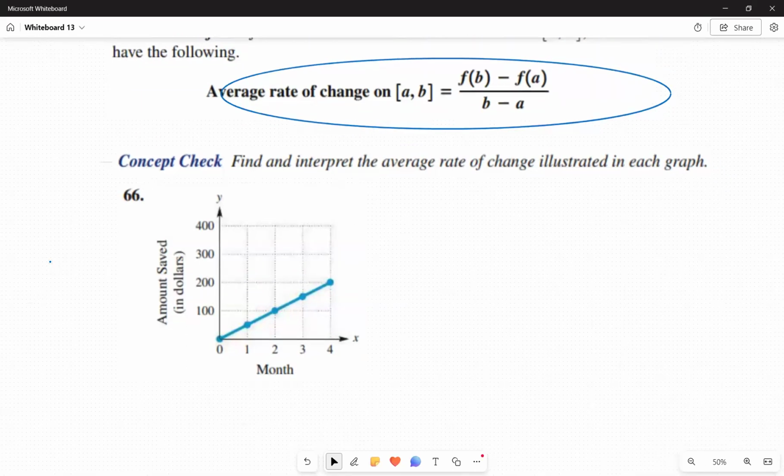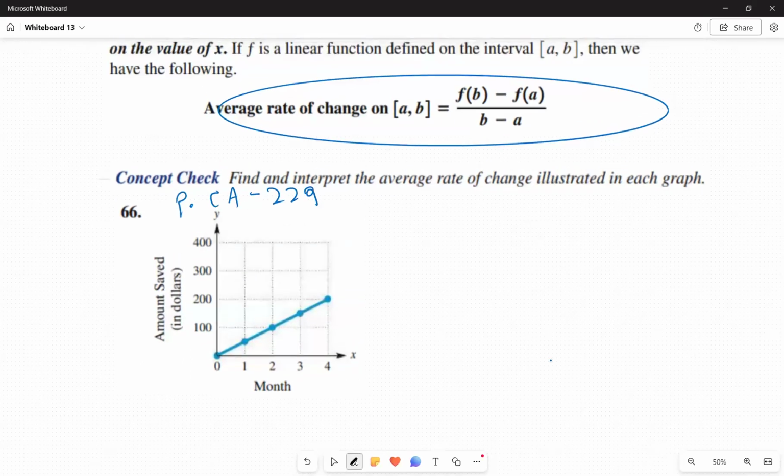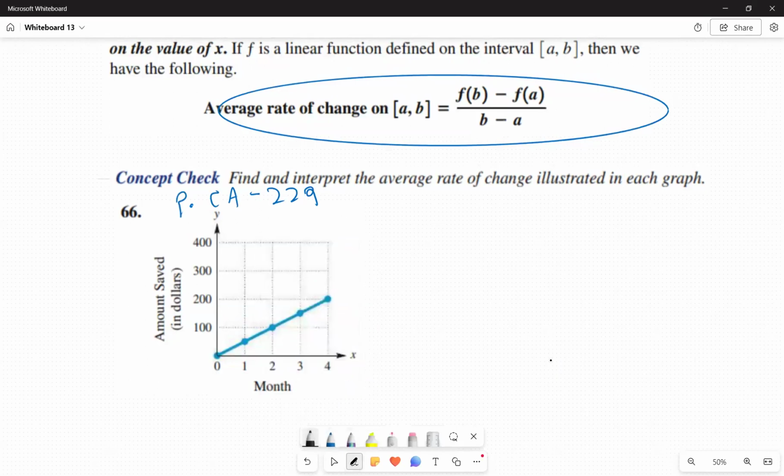Number 66 is on page 229. We are going to find and interpret the average rate of change illustrated in the graph. This graph represents the amount of money saved in dollars per month throughout 4 months. We can pick any 2 points, and as long as we have any 2 points, we can find the average rate of change. We can use the origin, and another point, which is (2, 100).